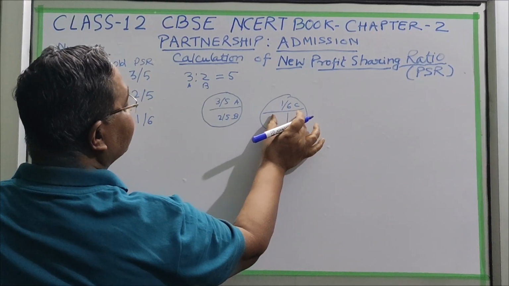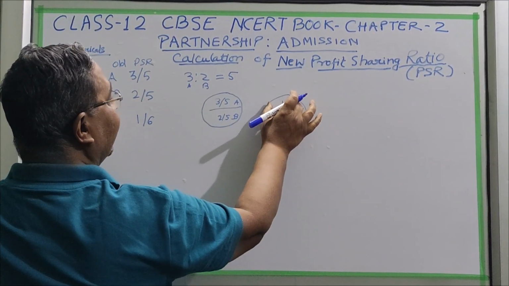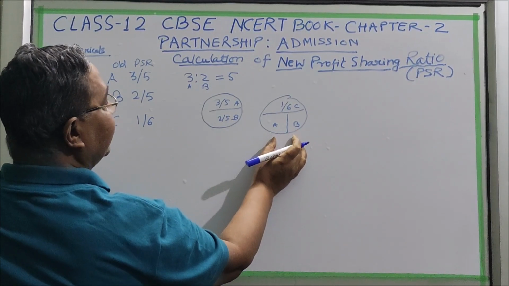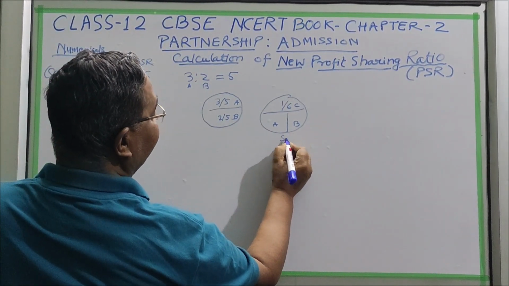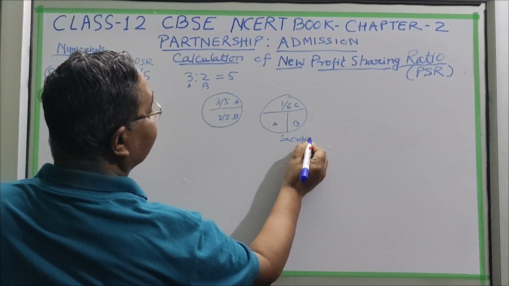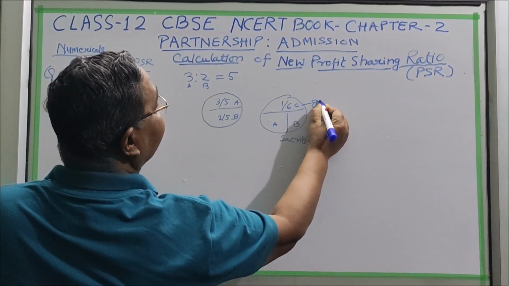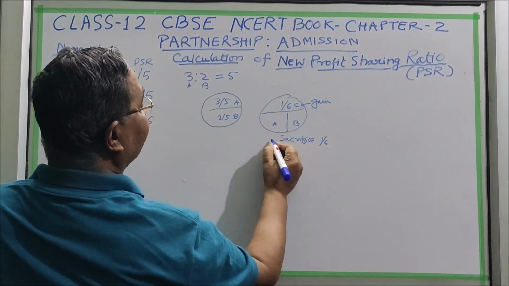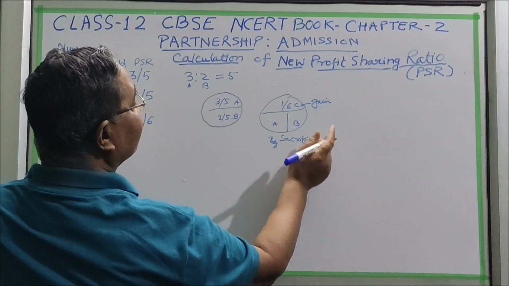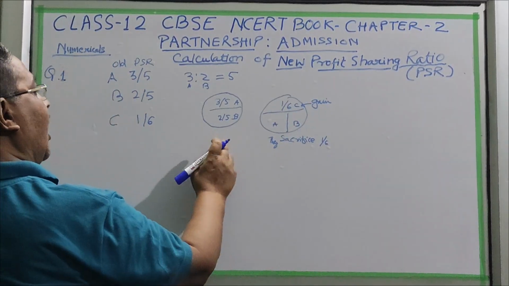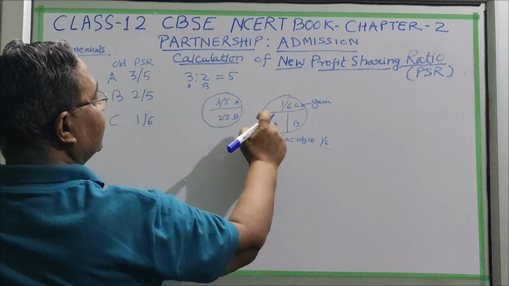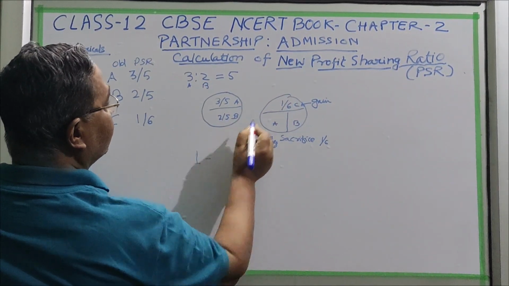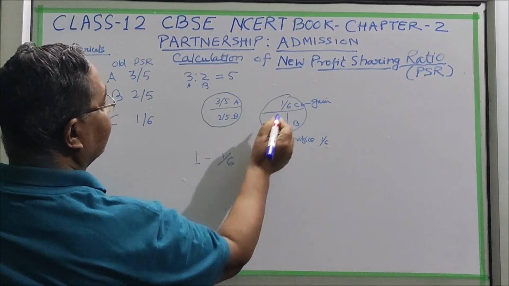So their portion has been taken by C. Naturally, they have sacrificed; their ratio has been reduced. So A and B will sacrifice 1/6, and C will gain 1/6. So how does it happen? The total profit is 1, and out of this, 1/6 has been taken by C.